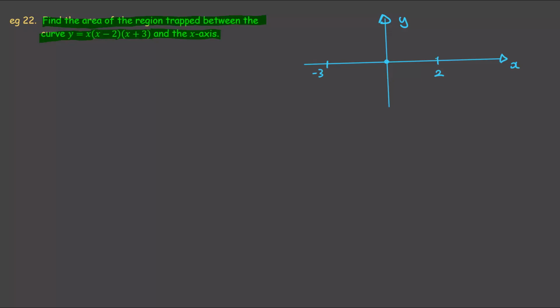And because the x cubed will be positive, that curve must go this way. And so the trapped area that we're trying to find is this area here. And since some of it's above and some of it's below, we'll need to deal with bits separately.